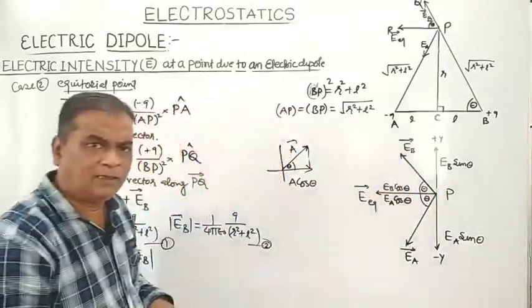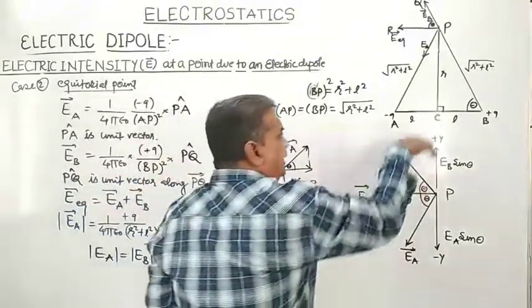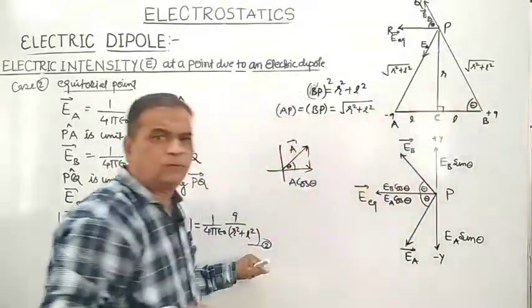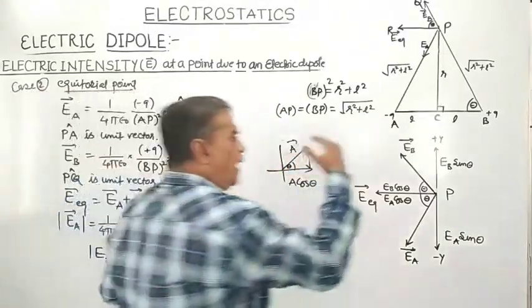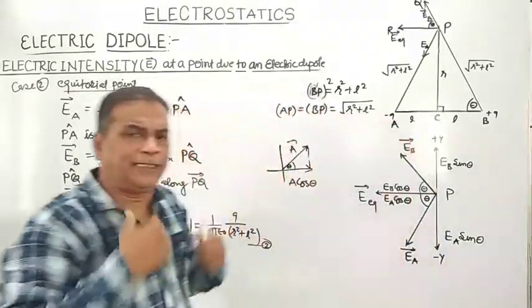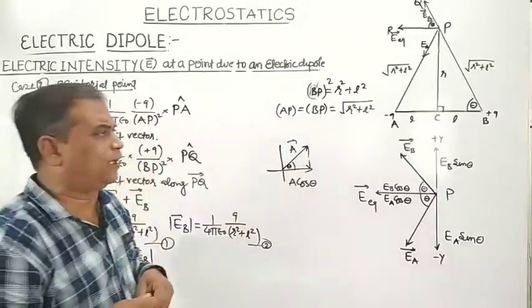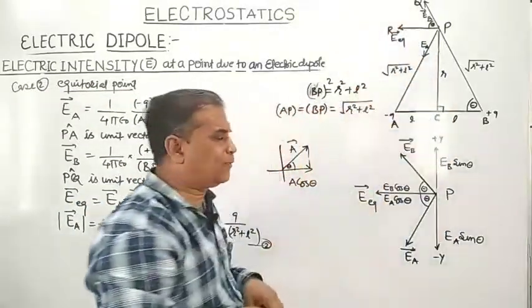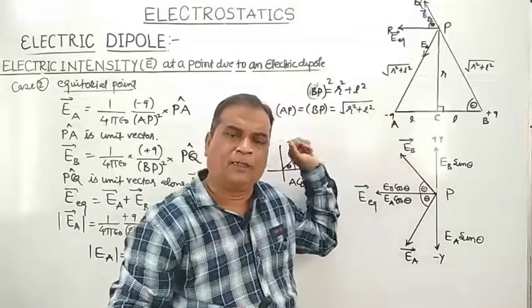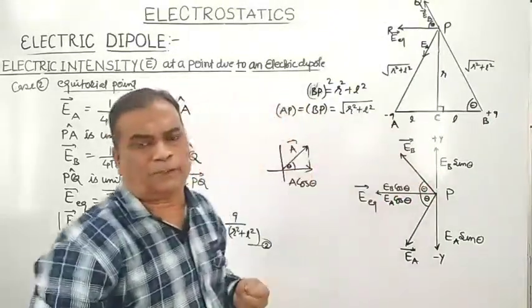EB cos theta. See here, this direction is parallel to the axis of a dipole. It means you have to resolve electric field intensity into two rectangular components. One of the components must be along the equator, while the other component must be what? Parallel to the axis of a dipole.